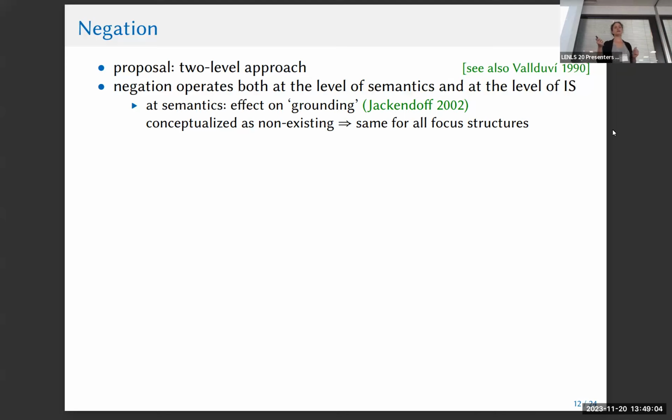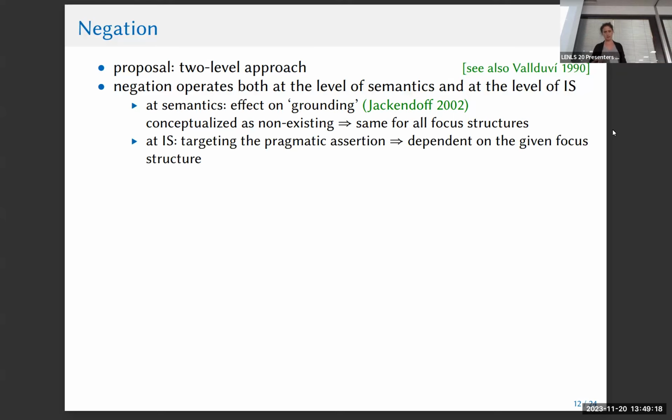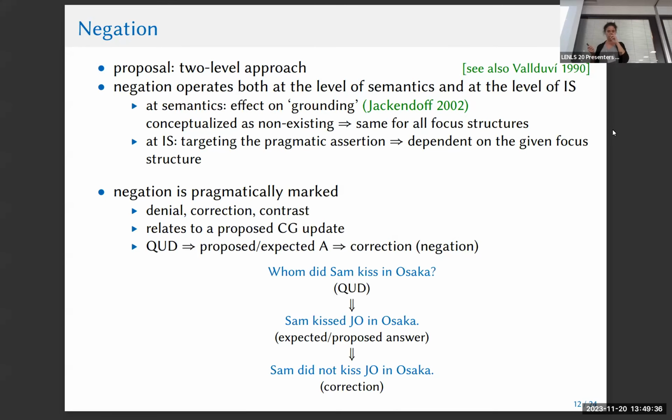These examples with negation will be conceptualized as non-existing, and that will be the same for all focus structures. This is somehow parallel to saying that it's not true, if you have logic-based semantics. At the information structure, the negation targets the pragmatic assertion, and what the pragmatic assertion is depends on your focus structure. In the narrow focus, it's pretty clear and intuitive. There's the kind of identification.